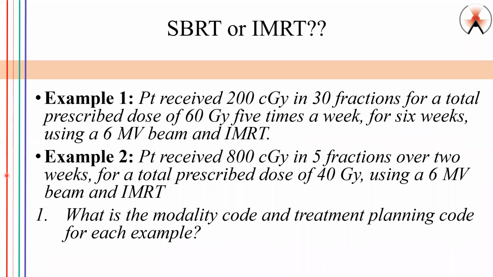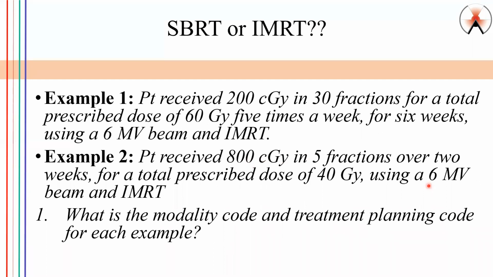So here's an example to illustrate that. This patient received 200 centigrays in 30 fractions, total of 60 Gy, using IMRT. Patient 2, 800 centigrays in 5 fractions, 6 MV IMRT. Both of them mention 6 MV IMRT. So 6 MV in both cases is going to tell me that this patient was irradiated using a linear accelerator, and also that the modality code is 02 photons.